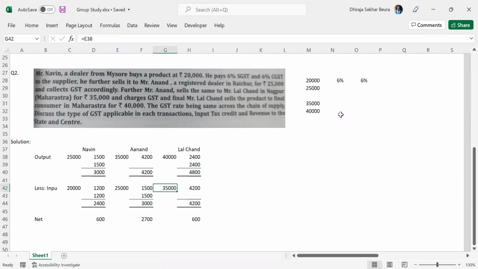One thing to pay attention to: here we had output GST of CGST and SGST, and input GST of CGST and SGST. So while deducting, there was no issue. We simply deducted CGST from CGST, SGST from SGST. So 1,500 minus 1,200 is 300, 1,500 minus 1,200 is 300. Total comes to 600.